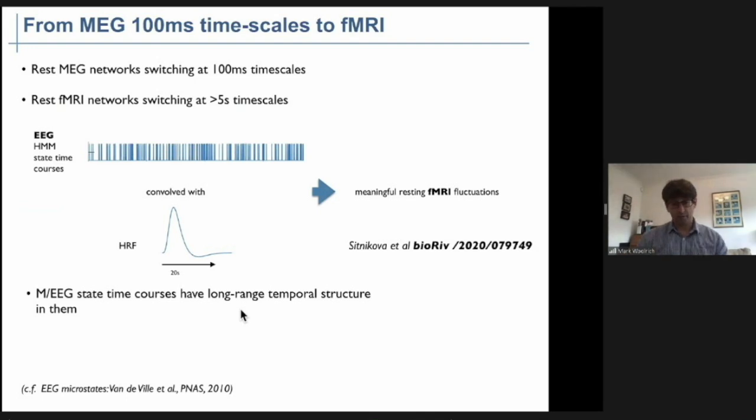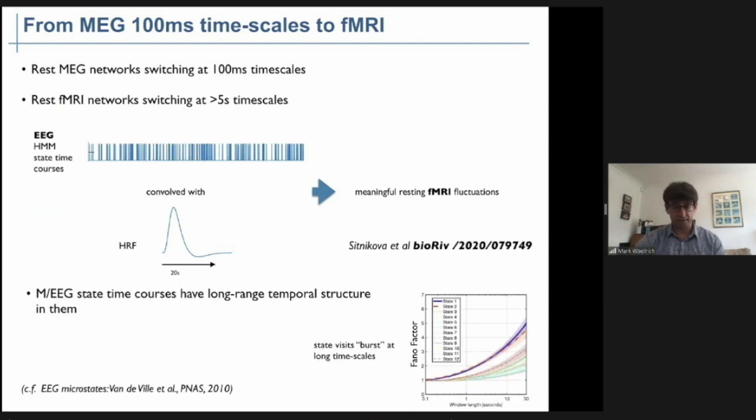Caused quite clearly, and it's the only way it really could be caused, by the presence of long-range temporal structure in these EEG state time courses, and by implication in the MEG state time courses as well. And we can go directly looking for this long-range temporal structure by using measures on the state time courses themselves on the electrophysiology. So measures like the Fano factor, for example, and that allows us to capture the extent to which there's temporal clustering of the visits to state. So if you like, the extent to which there's bursting in the state visit behavior over time. And what we see is that for all of the states that we inferred in this decomposition here, there is indeed evidence of burstiness in the Fano factor at the kind of fMRI timescales.